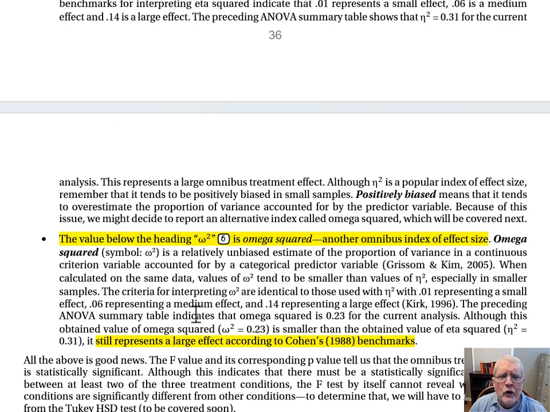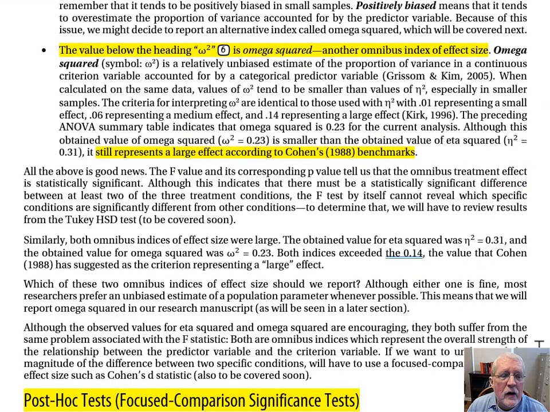In this paragraph, I talk about interpreting omega squared, and I end by saying this omega squared value of 0.23 represents a large effect according to Cohen's benchmarks. So it's good news. Our results are not only statistically significant, but we have what would be interpreted as a large omnibus index of effect size. Everything looks good so far.